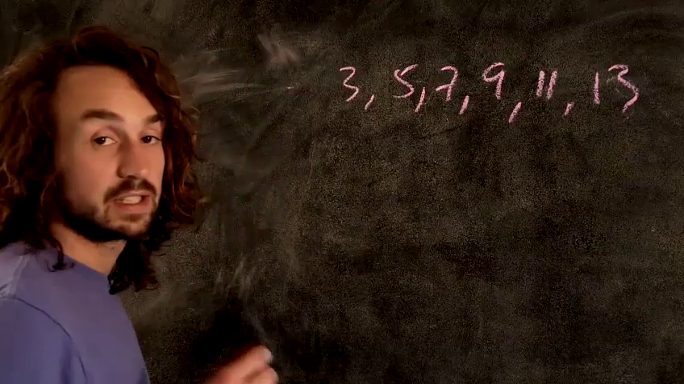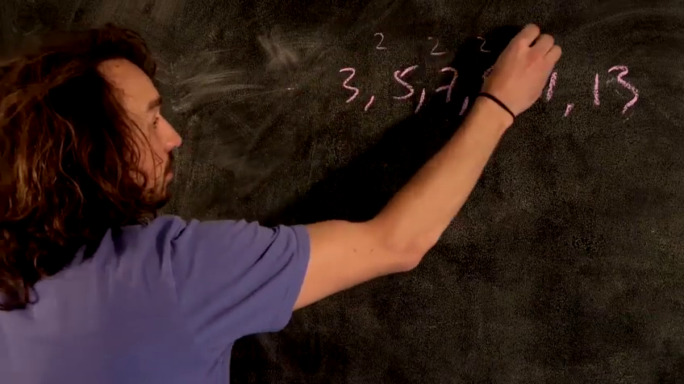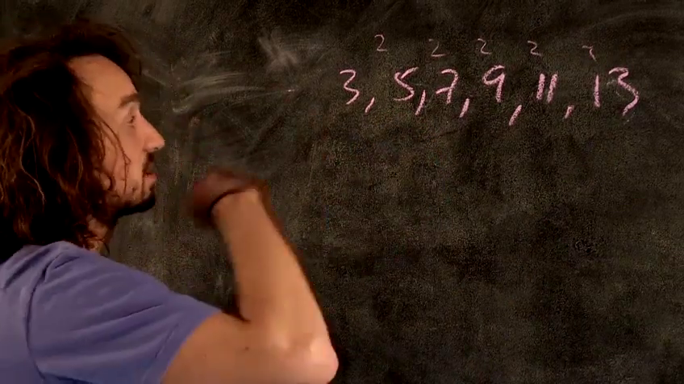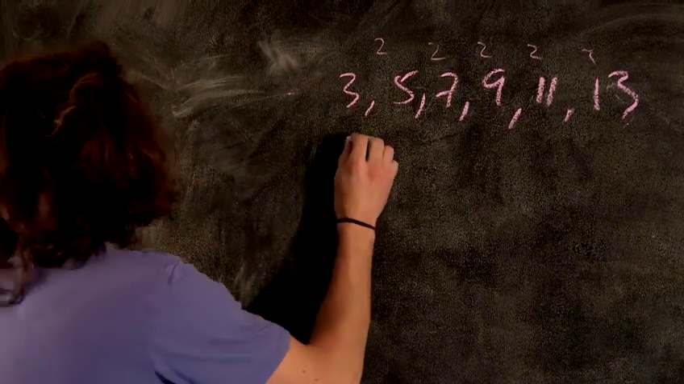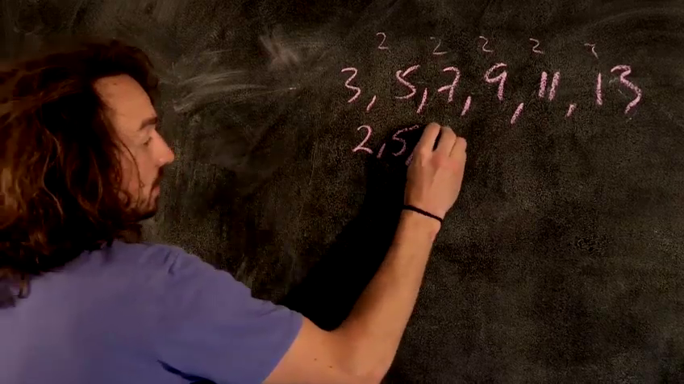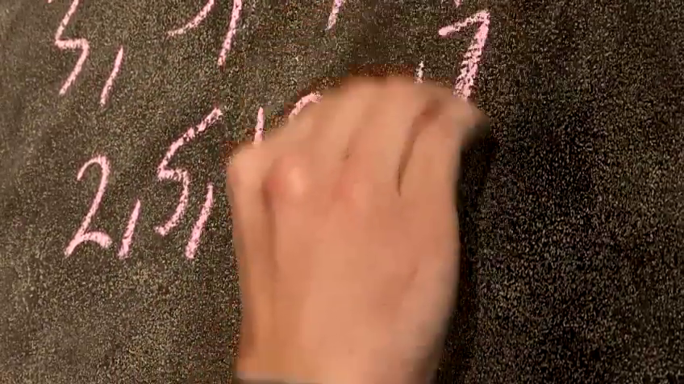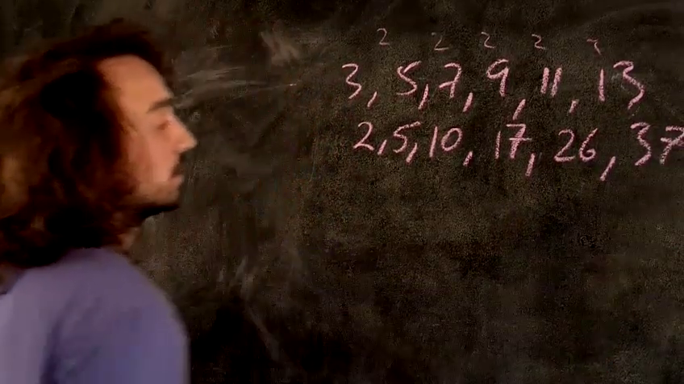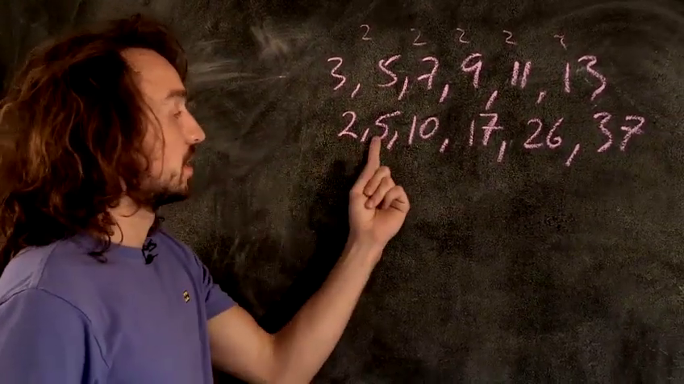Now what we're looking at today is quadratic sequences, where this difference, 2, 2, 2, isn't constant. The difference actually goes up. That's what a quadratic sequence is. An example might be something like this: 2, 5, 10, 17, 26, 37.